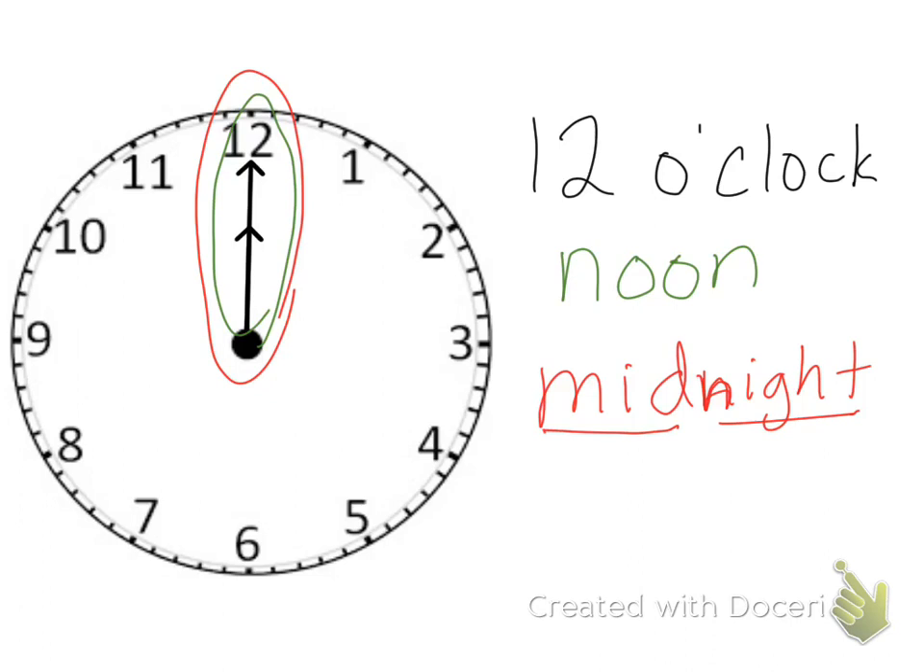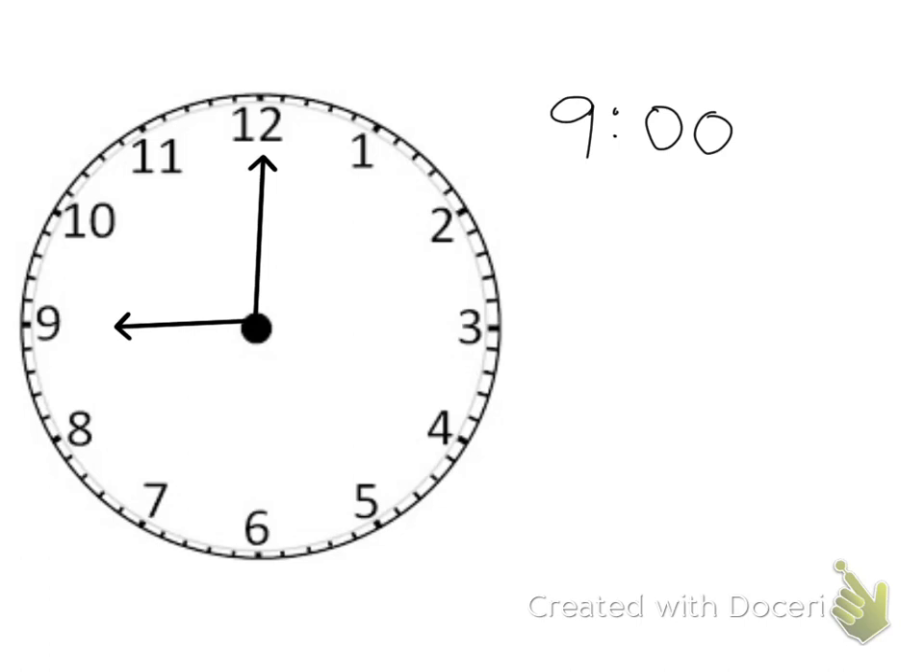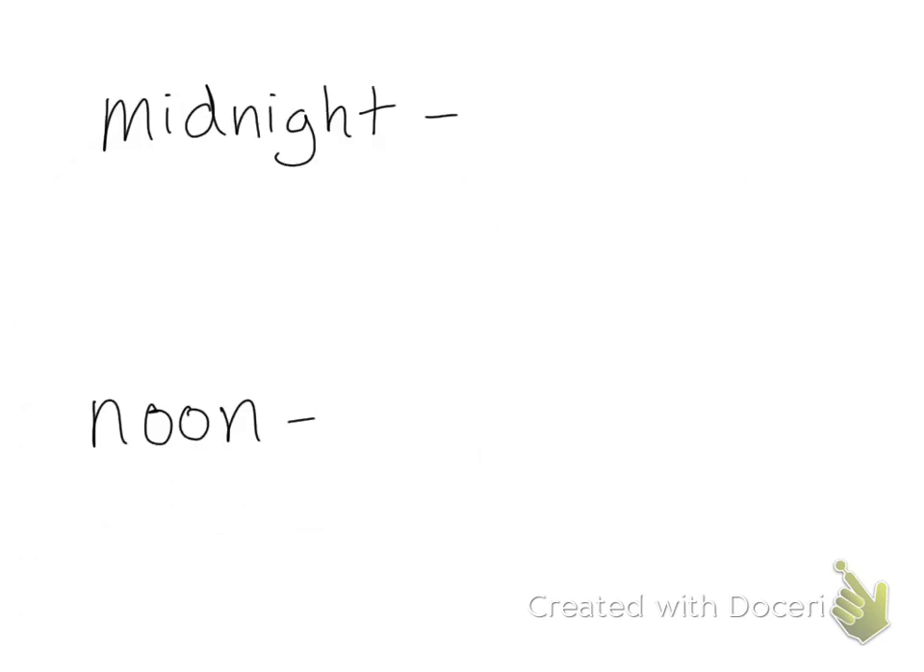Okay, so each day, there are also two 9 o'clocks. We can have 9 o'clock in the morning and 9 o'clock at night. So we have to tell people which 9 o'clock we mean. So if I just say, meet me at 9 o'clock, no one will know what time that is. So any time before noon is called AM. 9 AM. Okay. Midnight is also known as 12 AM.